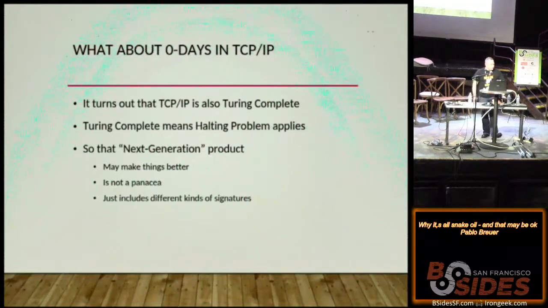So what about TCP/IP? You're going to get some firewall vendor that's going to show up and talk about their next generation firewall, and they can detect all malicious traffic in TCP/IP. Turns out TCP/IP is also Turing complete. Since it's Turing complete, the halting problem applies. Since the halting problem applies, they can't detect all malicious traffic in TCP/IP. So that next-gen product may make things better, but it's not a panacea, and it's just going to have different kinds of signatures and heuristics.